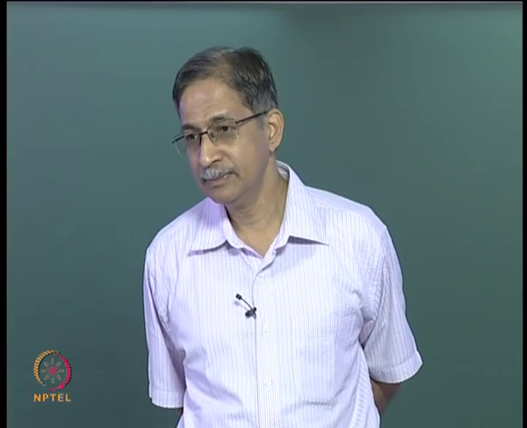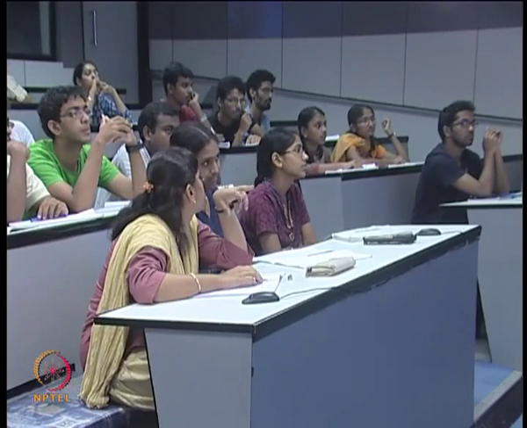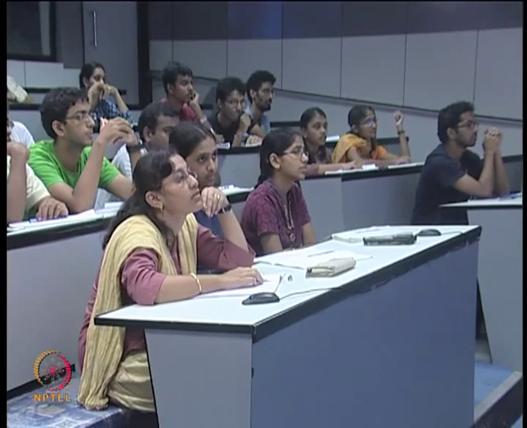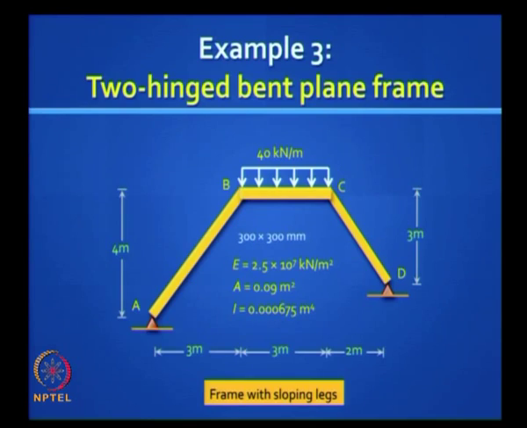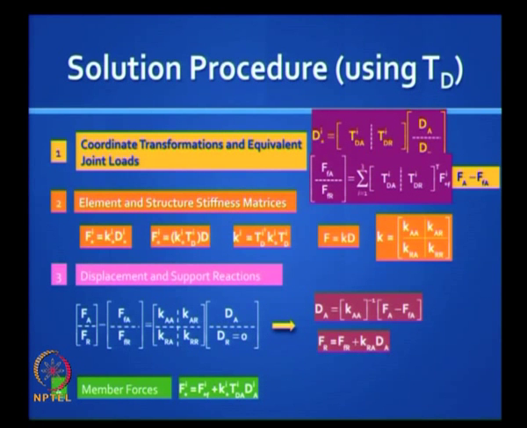What's the degree of kinematic indeterminacy? 2. How many active degrees of freedom do we have in the conventional stiffness method, where we don't take any shortcuts? At A, how many active degrees of freedom do we have? 1. At B, 3. At C, 3. At D, 1. It adds up to how many restrained? 4.